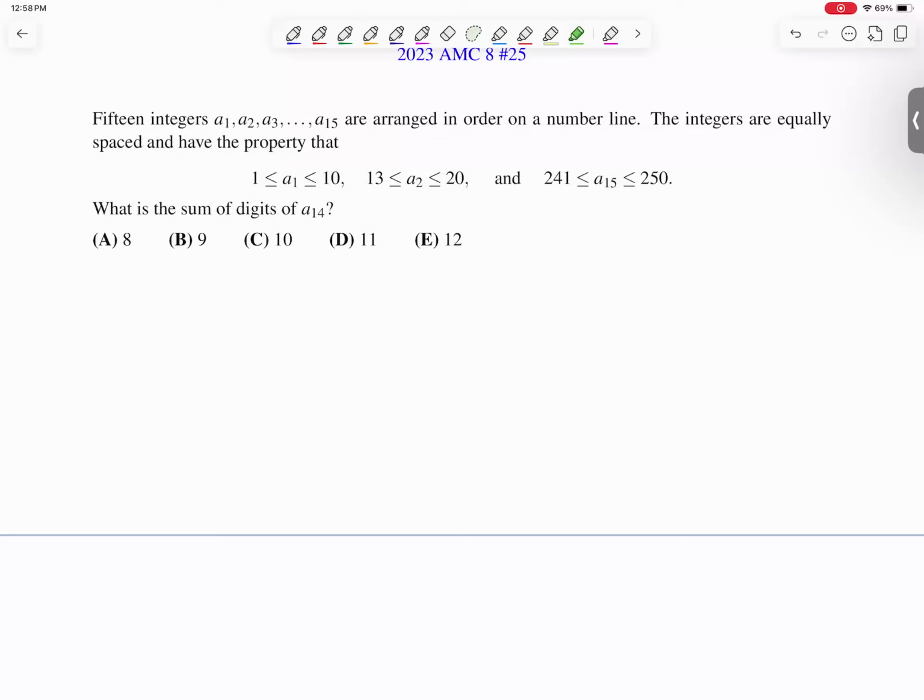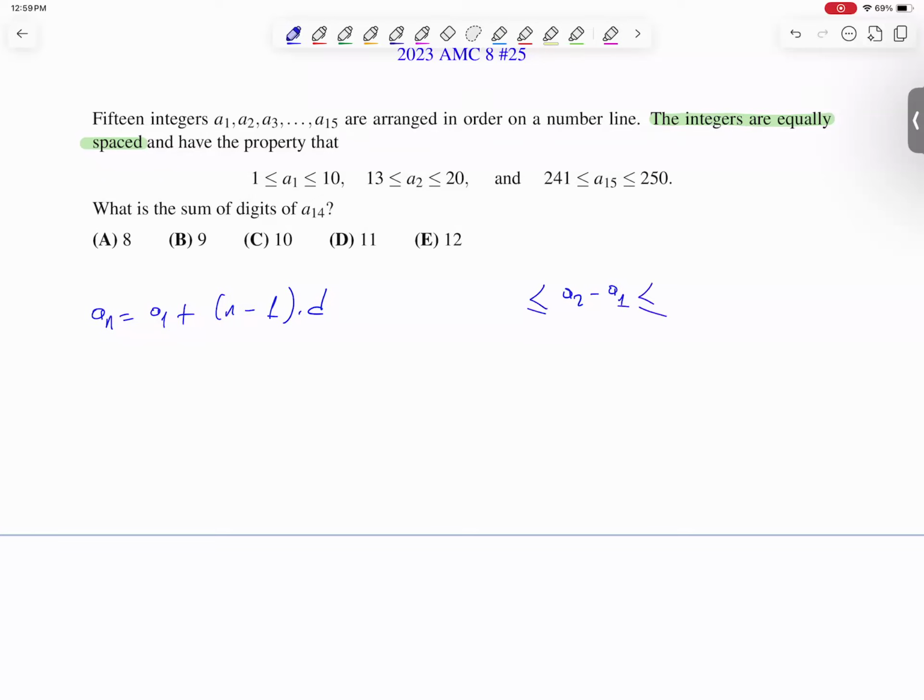The problem says the integers are equally spaced, meaning that we have an arithmetic sequence. Let's use the general term in an arithmetic sequence, which is an equals the first term plus n minus 1 times the constant difference. The constant difference is the difference between any two consecutive terms, a2 minus a1.